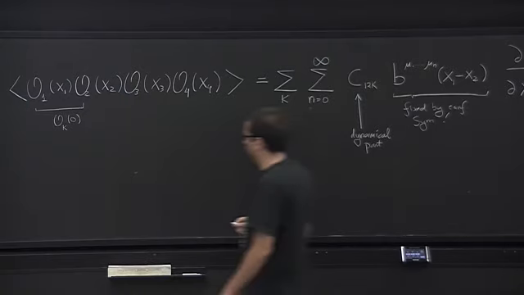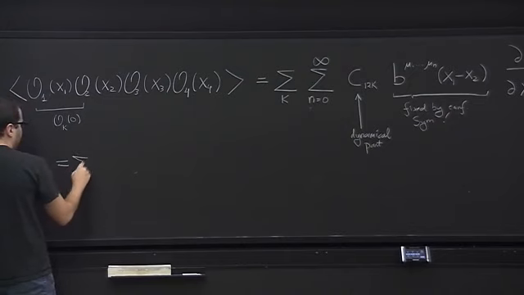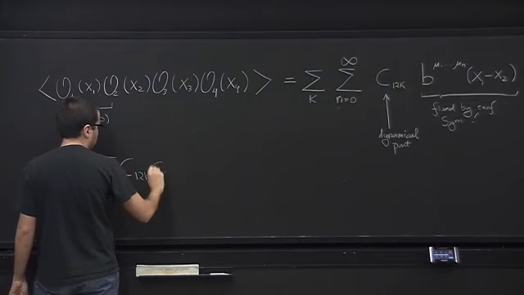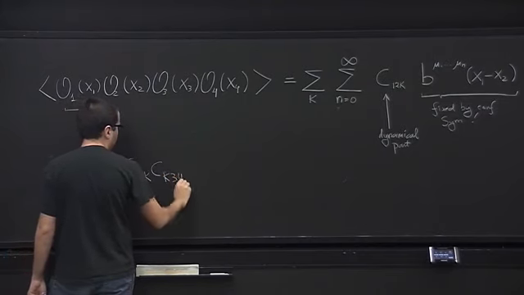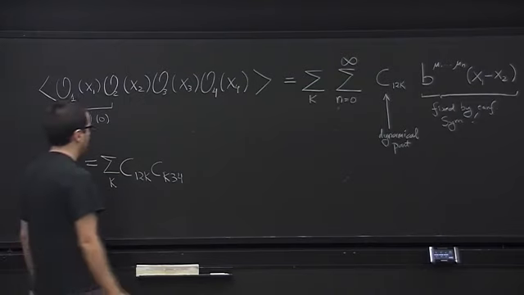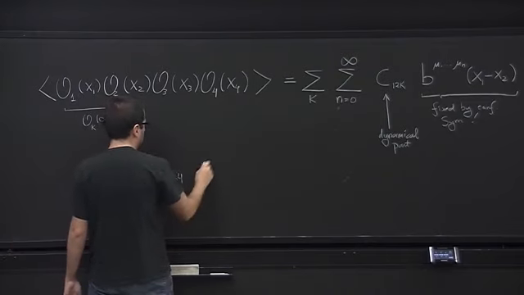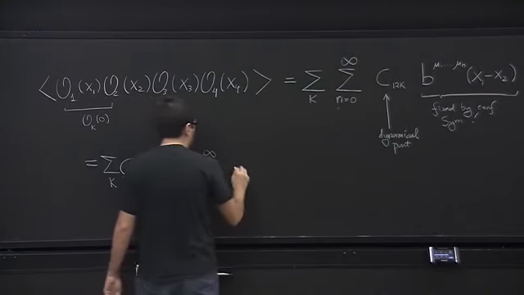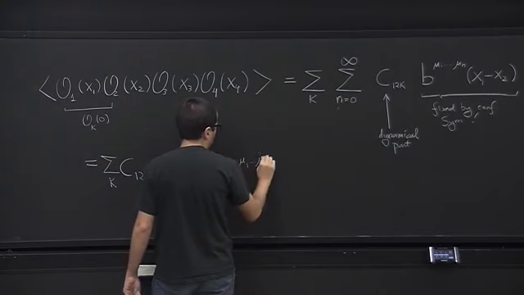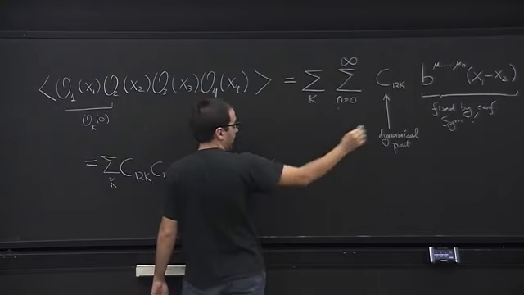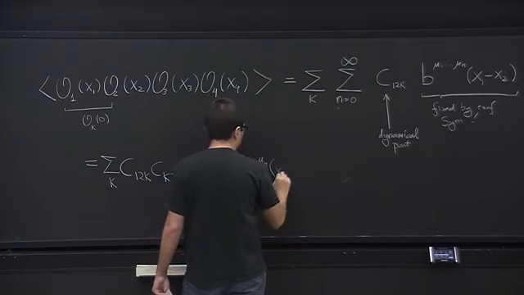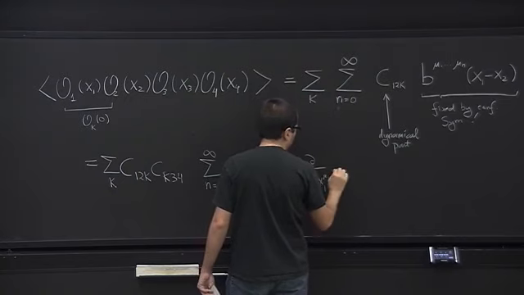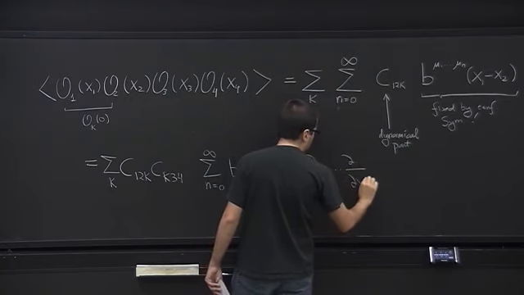So I can write this as some sum over the primaries k, C12k, Ck34, times, so I took it out of the sum over the primaries, and then I have sum from n equals 0 up to infinity, some known b^{mu1...mu n}, some known tensor that I can fix. The first two guys we fixed them, of x1 minus x2. Derivative dx1 mu1, derivative dx1 mu n.